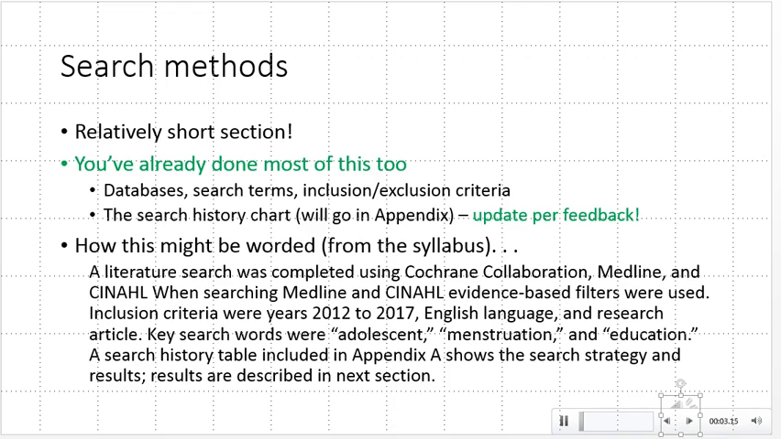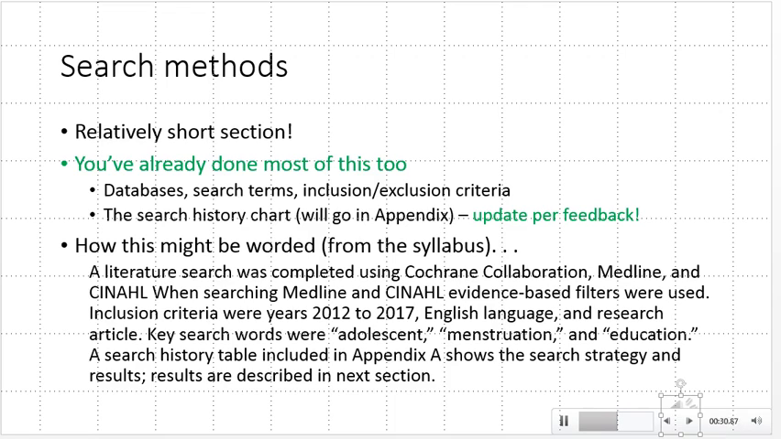Next comes the search methods. This is a relatively short section. As I said earlier, you've already done most of this also. The search methods is where you say how you approach the purpose of the paper, and the purpose of the paper is a literature review. So what you want to say in your search methods section is a description of the databases, the search terms, the inclusion and exclusion criteria, and so on and so forth.